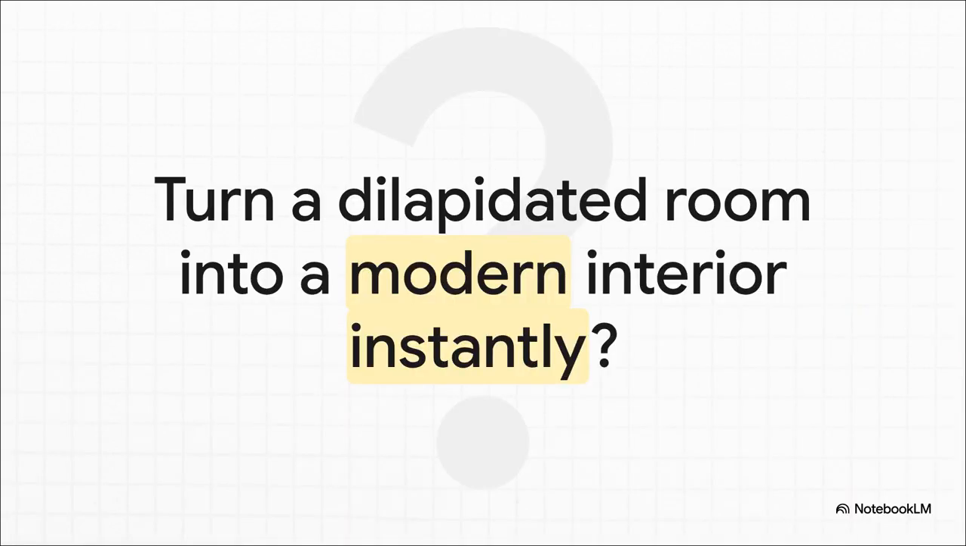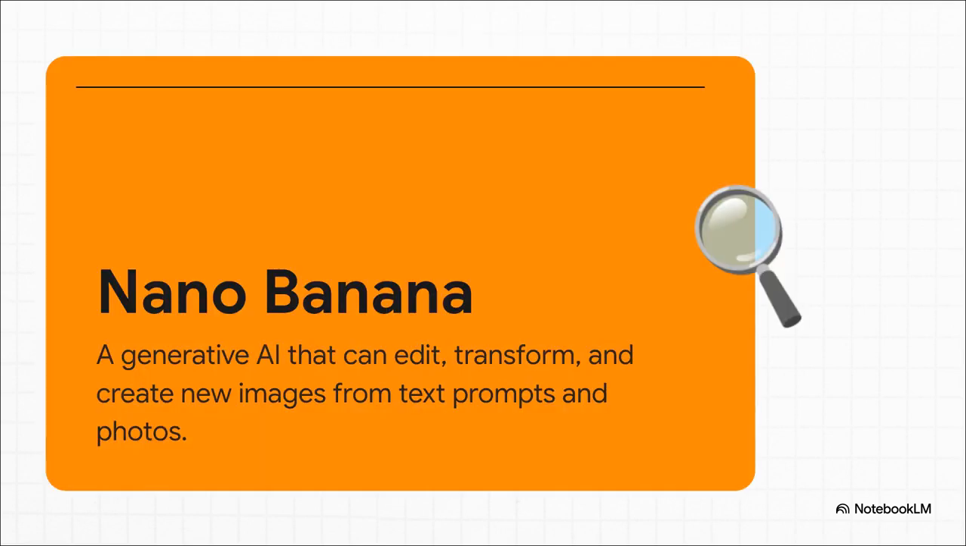What if you could take a picture of a totally wrecked, dilapidated room and with just one command, instantly transform it into a stunning, modern, fully furnished space, all while keeping the exact same dimensions? Well, that's not a hypothetical. That's where we're starting. So what even is Nano?